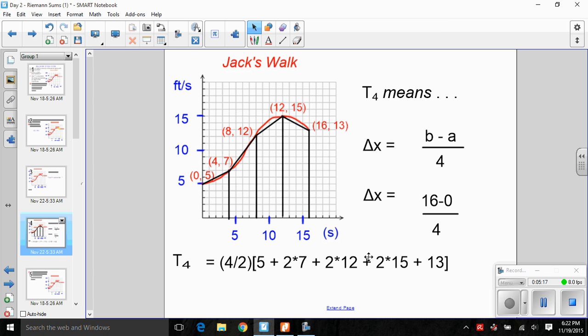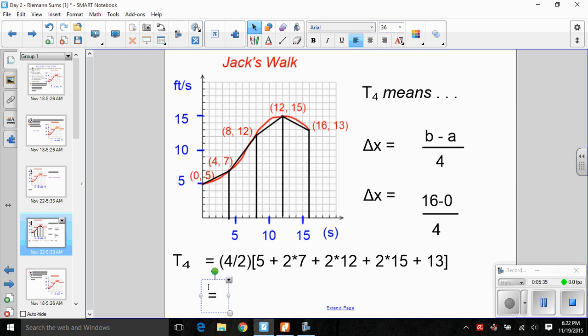Okay, so if we work this out now, we've got our delta x divided by 2. We've got our first function value, 2 of our next function value, 2 of our next, and so on up until 1 of the last. And we can go ahead and do our calculation. It looks as though we've got 5, 2, 14.